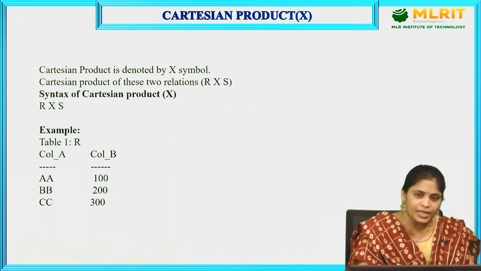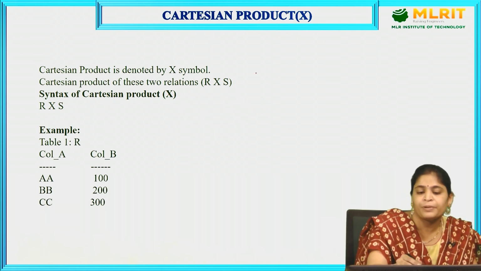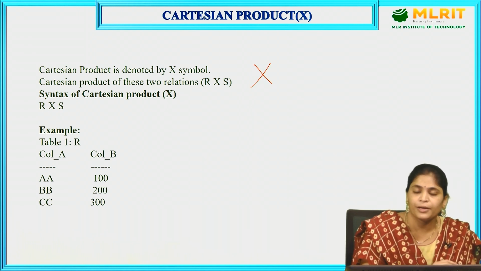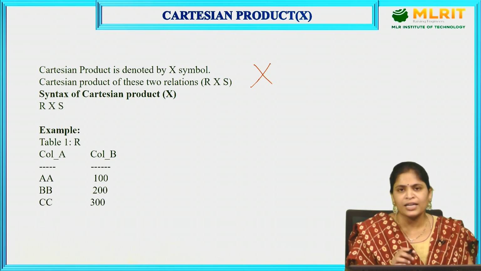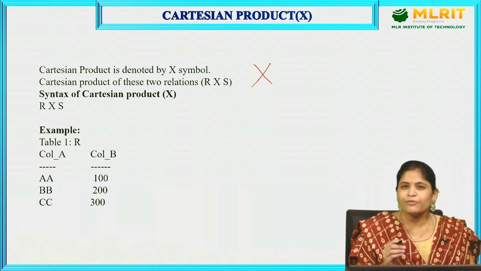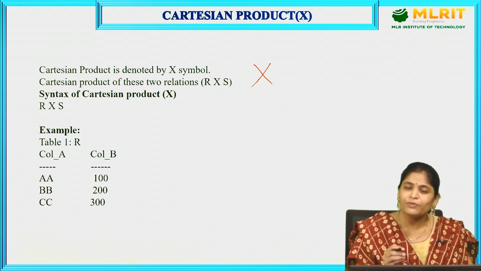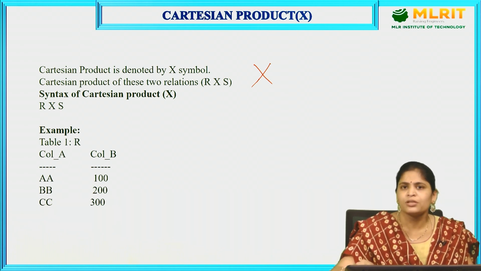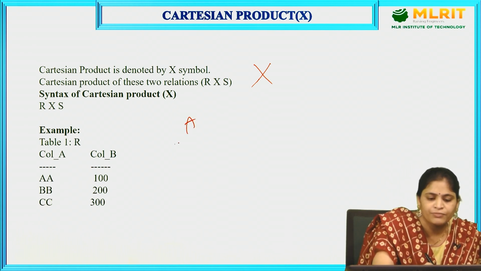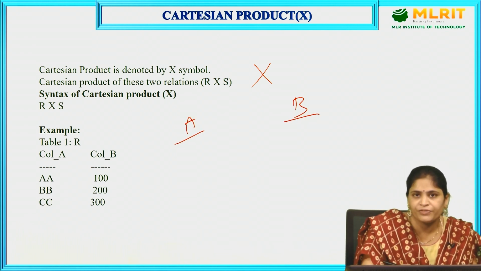The Cartesian product is represented by the cross symbol, or multiplication symbol. In DBMS, we use it to join one row in one table with all the rows in another table. For example, let us deal with A and B. These are two different tables.